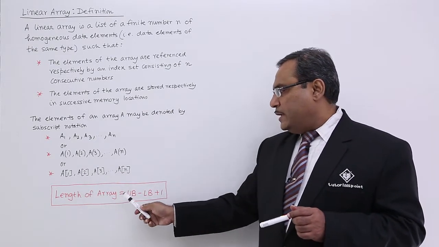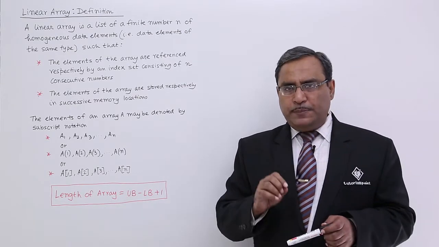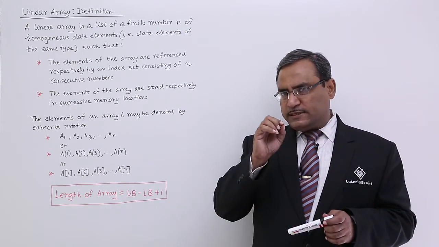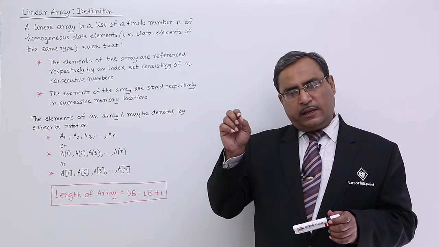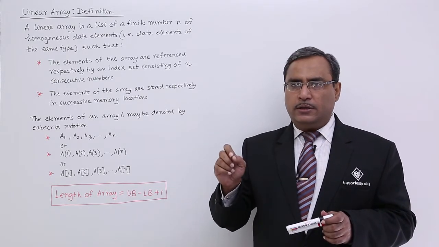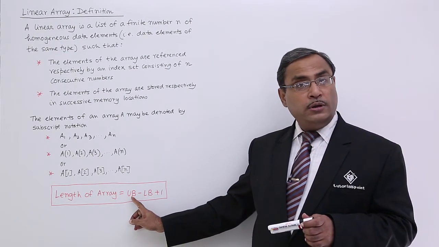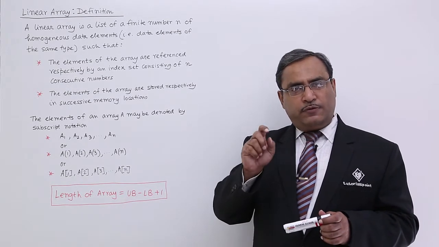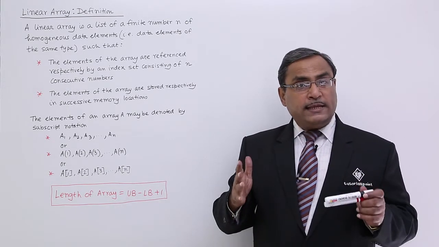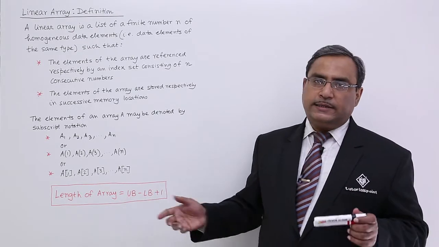Length of the array will be upper bound minus lower bound plus 1. In case of C programming, we know that the first subscript of an array will be 0. For 10 number of data, the last subscript will be 9. So the lower bound will be 0 and upper bound will be 9 to hold 10 number of data. So here the subscript will be ranging from 0 to 9. Then what is the array length? That is 9 minus 0 plus 1, that is 10.